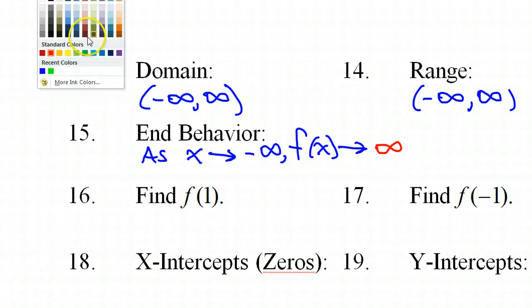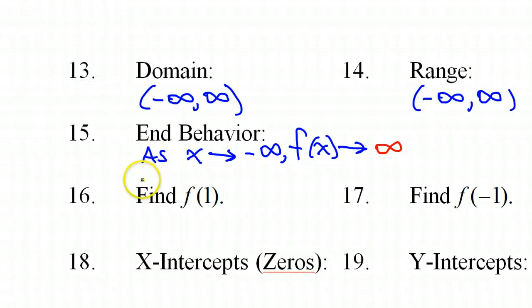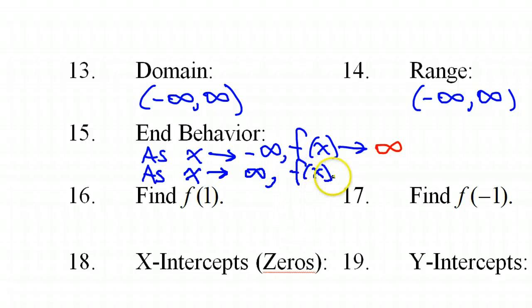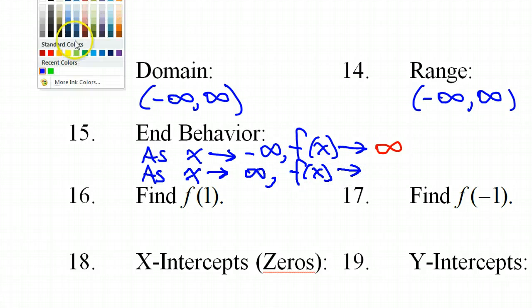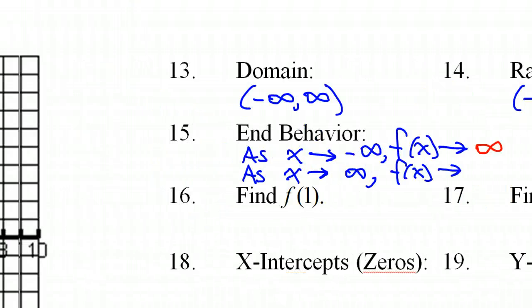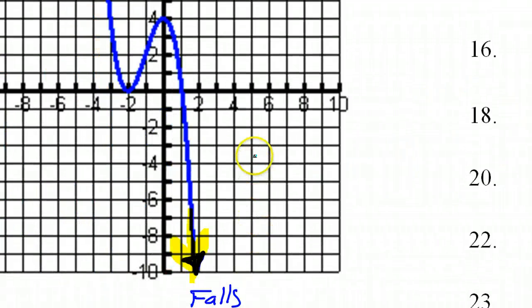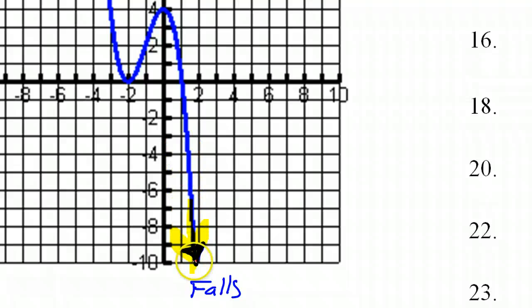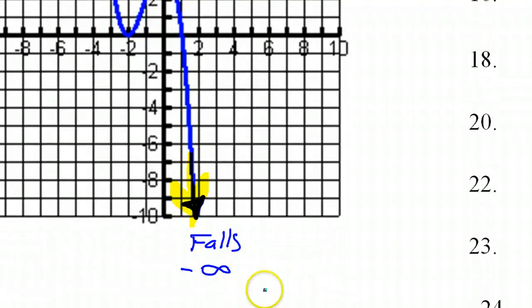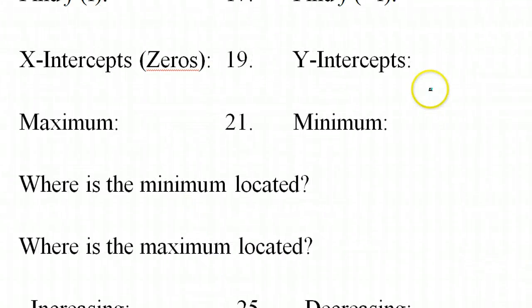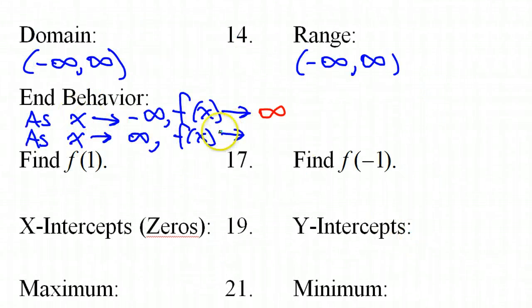Okay, now let's talk about the right. What happens as we go to the right? Well, here's how we word it. As x approaches positive infinity, because that means as we go to the right. And then what happened to the graph when we went to the right? As we went to the right, the graph headed towards negative infinity. So that's what we'll put: f of x approaches negative infinity.